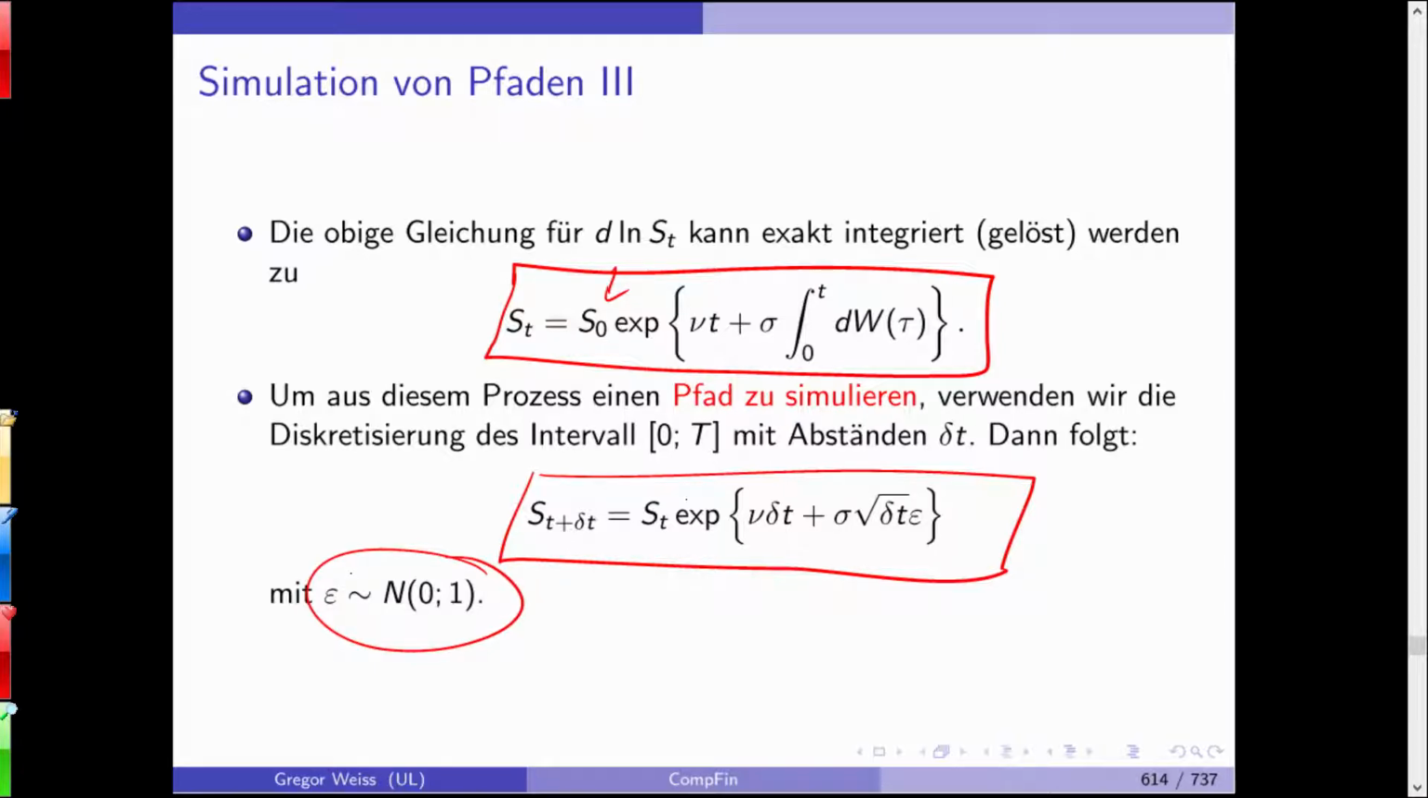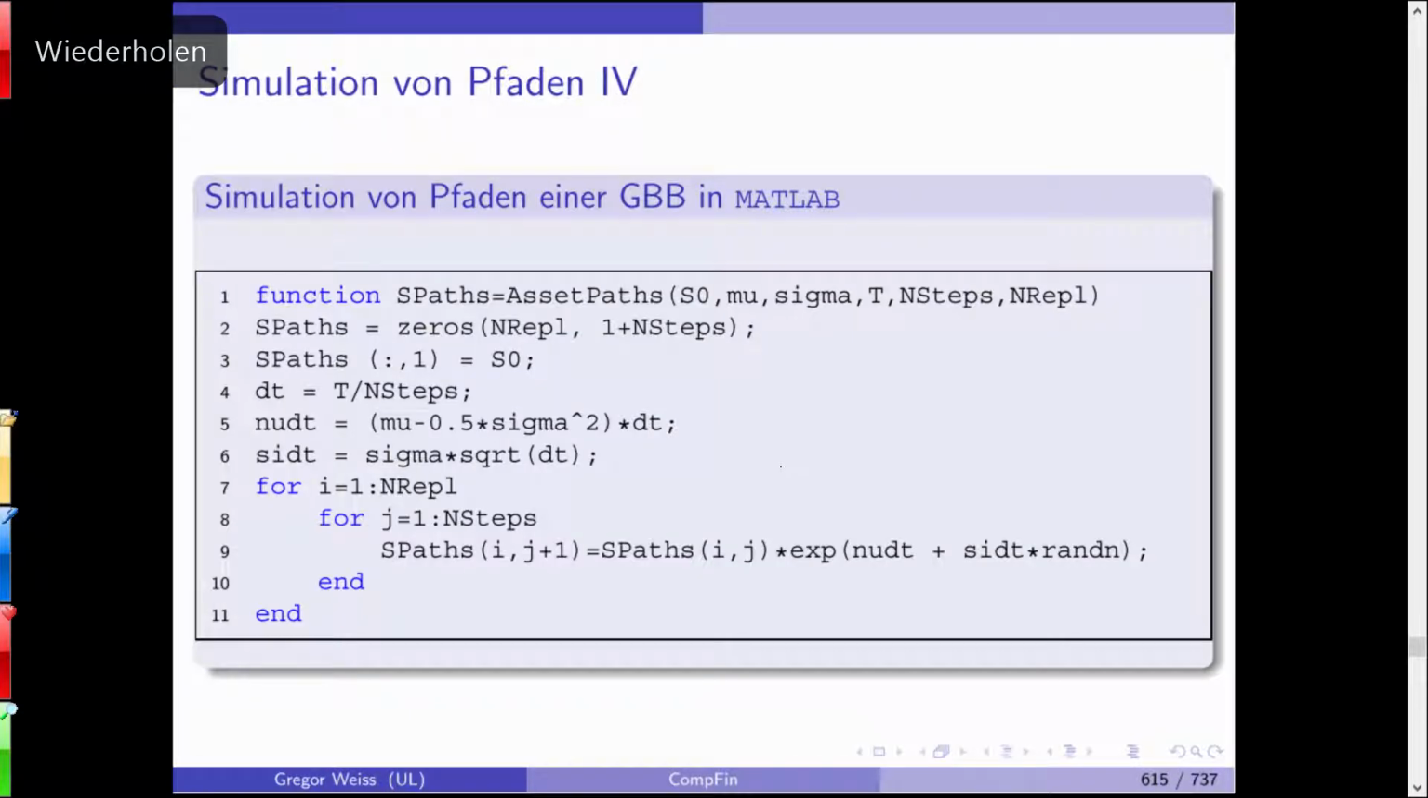So what do we do? We know S_t, we have to generate a random number from the normal distribution. We insert it here, and we know delta t, sigma, and nu, those are known parameters, and then we can calculate the next step. Simply look at this very, very simple program.